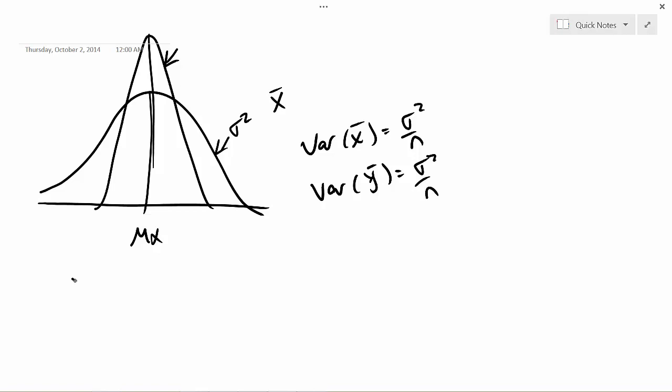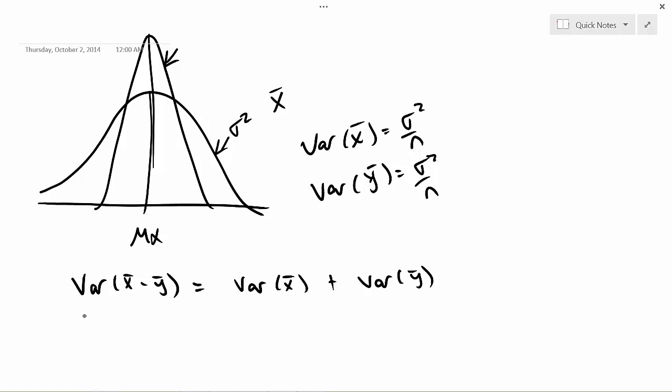Okay, so now let's talk about the variance of x bar minus y bar. Well, we said that the x's were independent of the y's, which is good because that means that our variance adds. And so we could write the variance of x bar and then the variance of y bar. And you'd be inclined to put a minus sign here, but that would not be right. It's a plus sign.